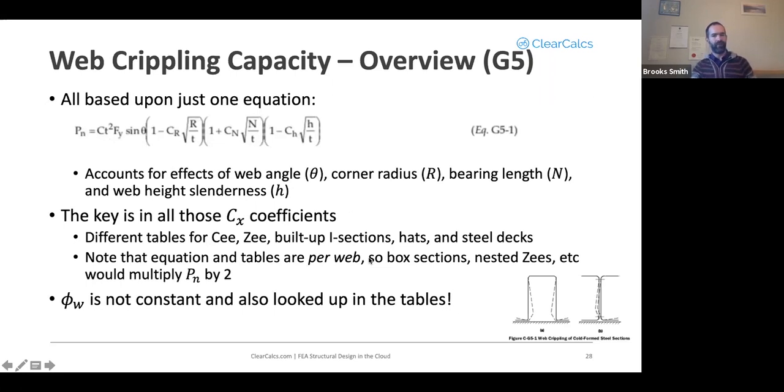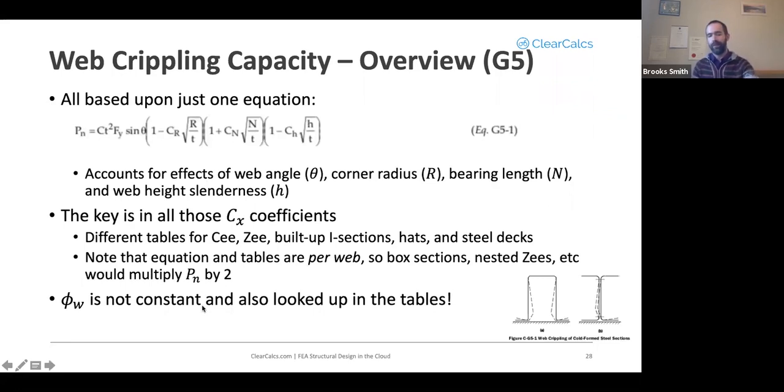There are tables for looking up what those values should be for C sections, Z sections, built up I sections, hats, and steel decks. And if you have some other type of section, you're going to need to do a fancier analysis. Of note, that equation and the tables are to be done per web. So for box sections, for nested Z sections, or anything that has more than one web, you're going to multiply that equation by the appropriate number of webs. So for a nested Z section, multiply the equation by 2.